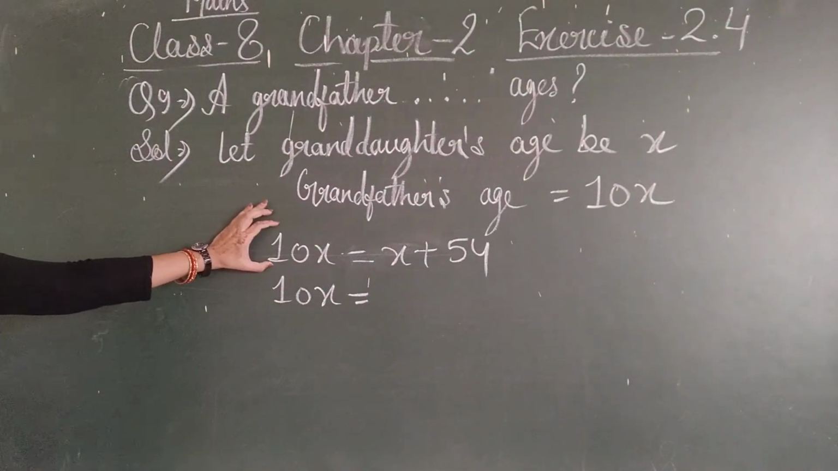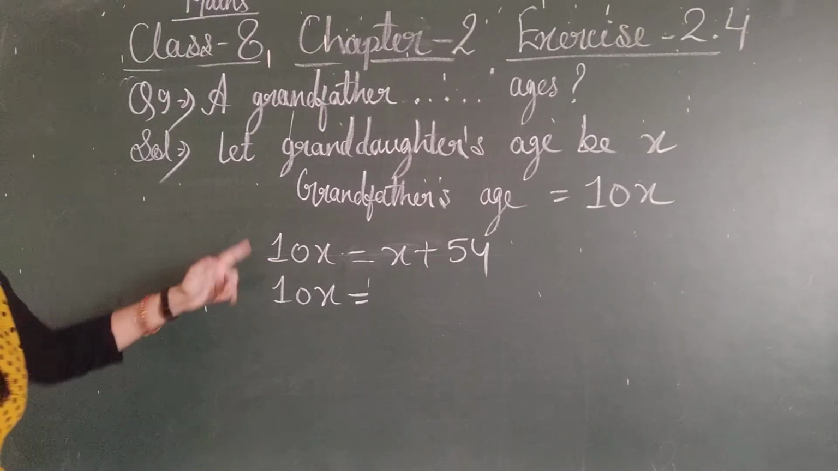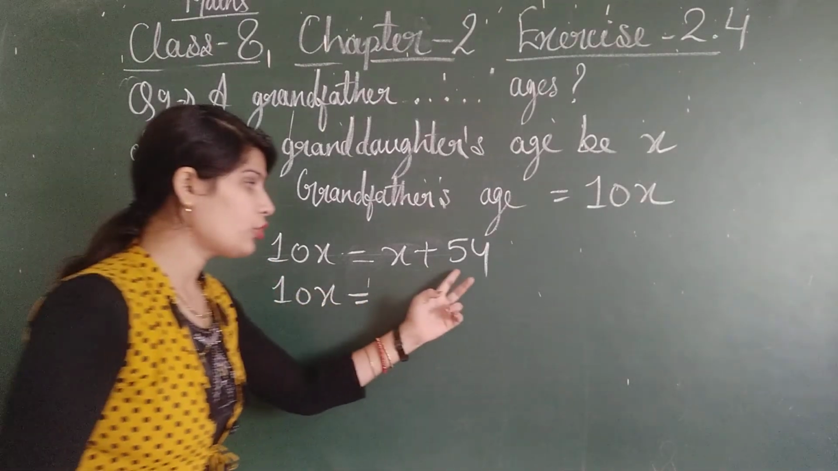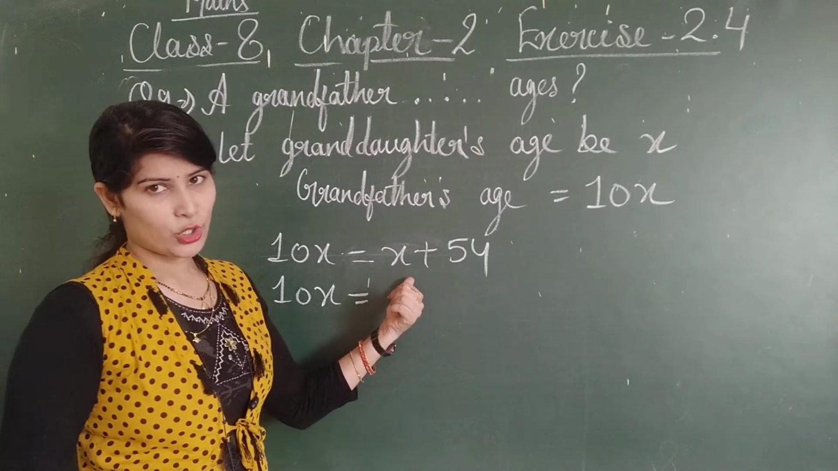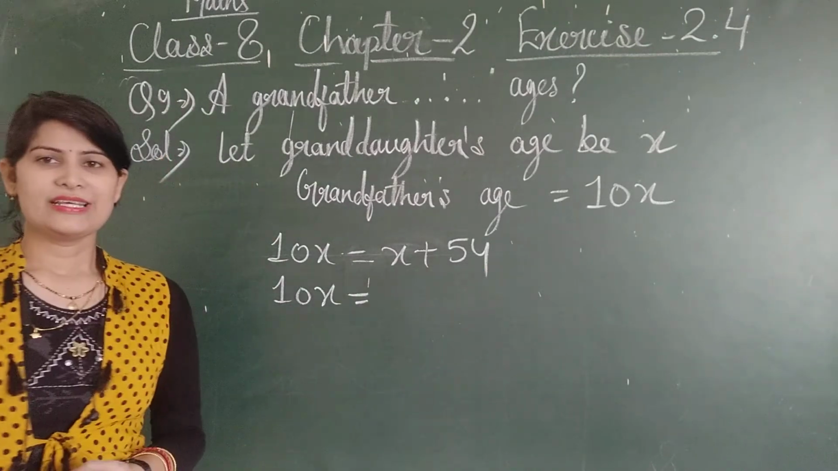Okay, this is 10 times the granddaughter's age, meaning the grandfather's age. And the grandfather is 54 years older than whom? Than the granddaughter. So that is why we took x plus 54.